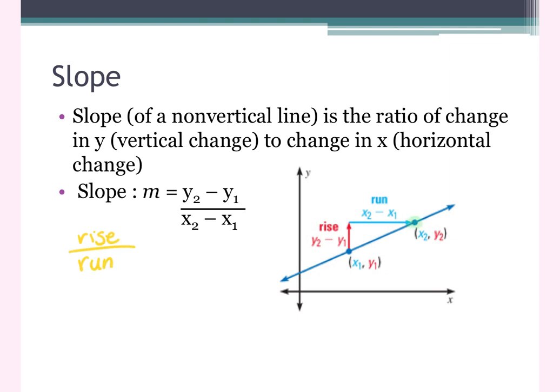If you have two coordinate points, you can either count your rise and your run, or you can use this, y2 minus y1 over x2 minus x1. And the symbol for slope is m. Don't ask me why. There's not an m in the word slope, but that is the symbol that we use.